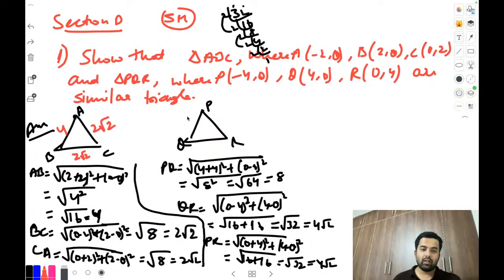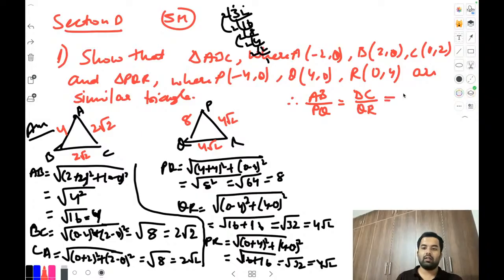Here PQ becomes 8. This is 4 root 2. This is 4 root 2. As we know, to check for similar triangles, what do we do? Let me mention that also. AB by PQ should be equal to BC by QR. Last one, CA by PR.